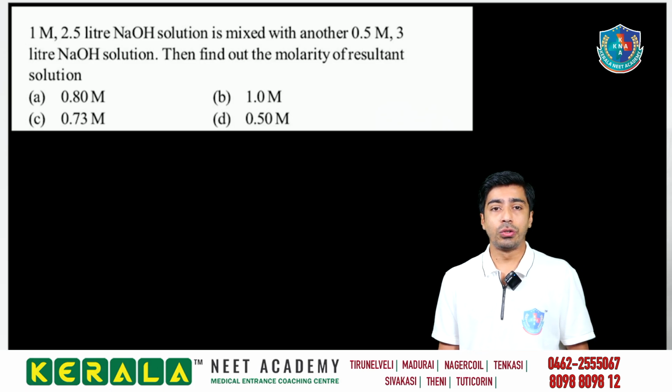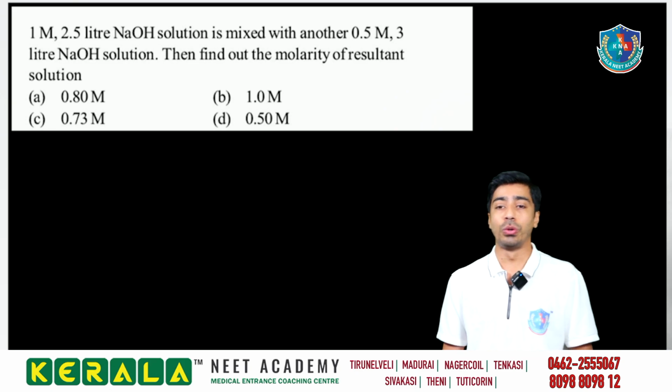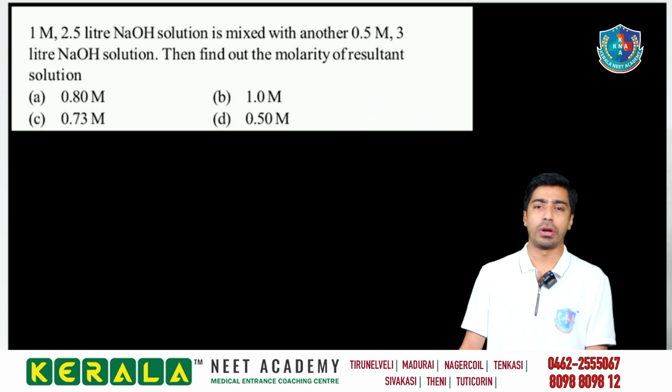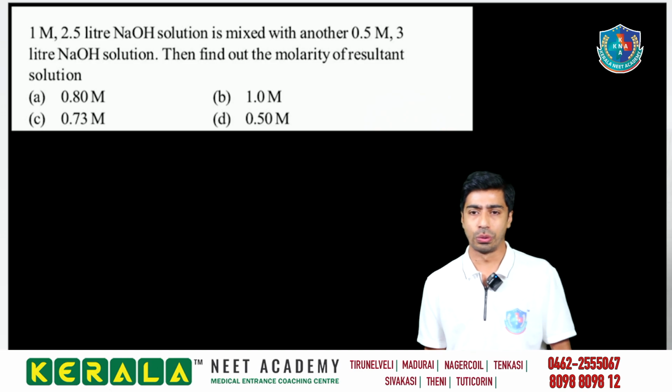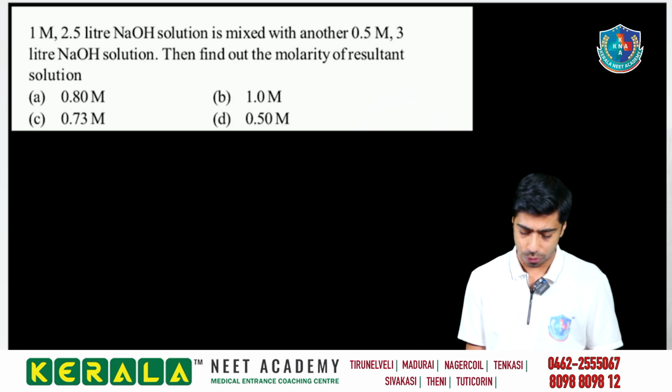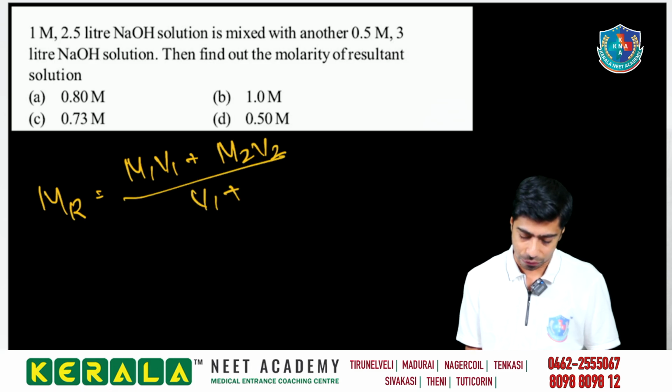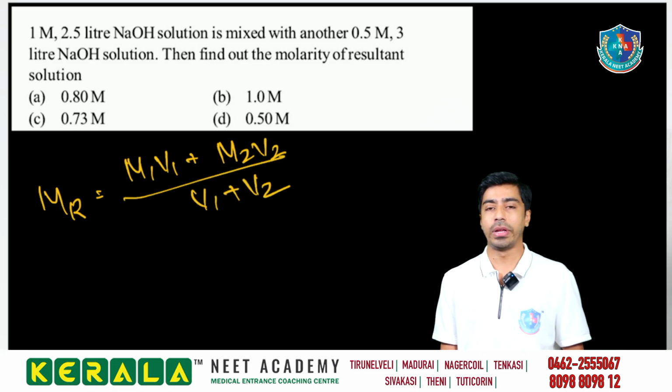Then, 1 molar 2.5 liter sodium hydroxide solution is mixed with another 0.5 molar 3 liter sodium hydroxide solution. So what is the molarity of the resultant solution? It's a very direct equation. So we know that resultant molarity is equal to M1 V1 plus M2 V2 divided by V1 plus V2. So this is the equation that we'll be using to calculate the resultant molarity.